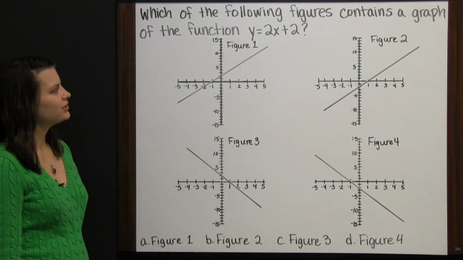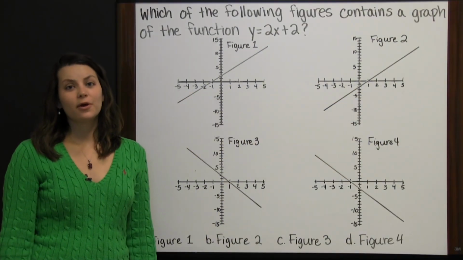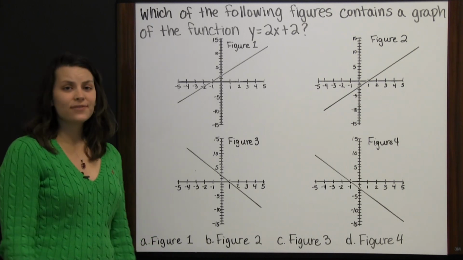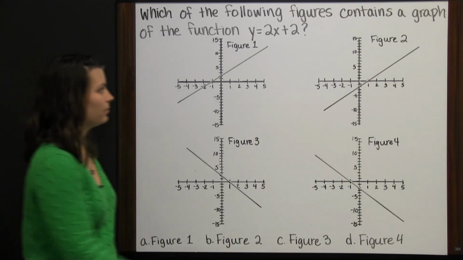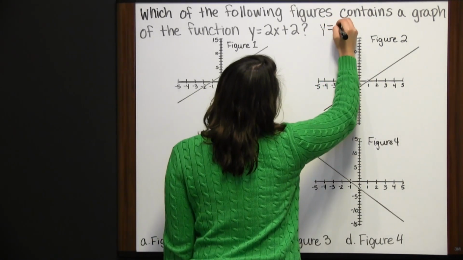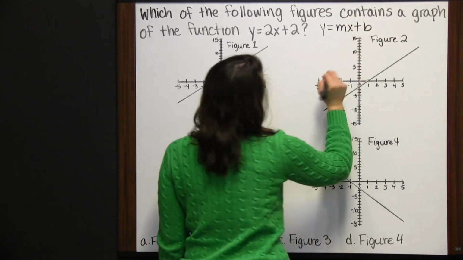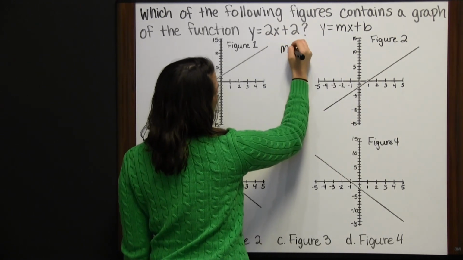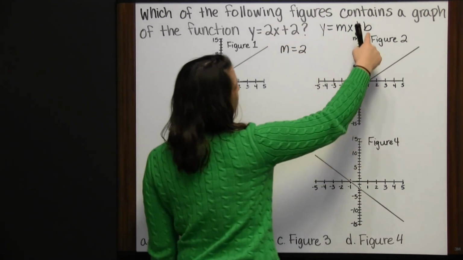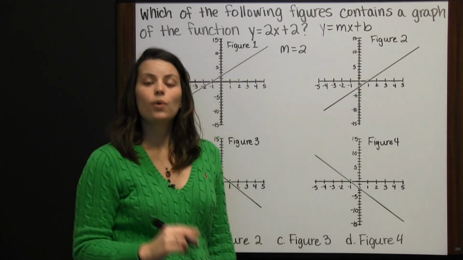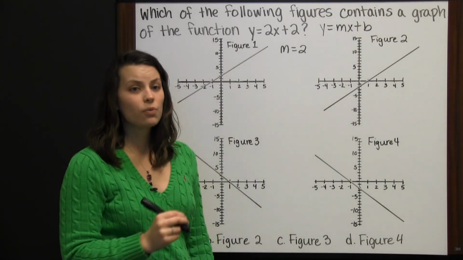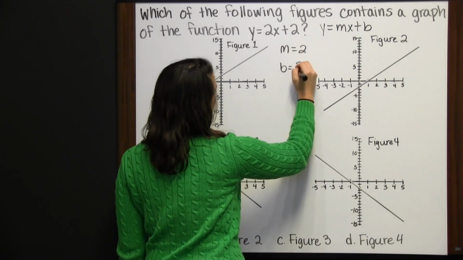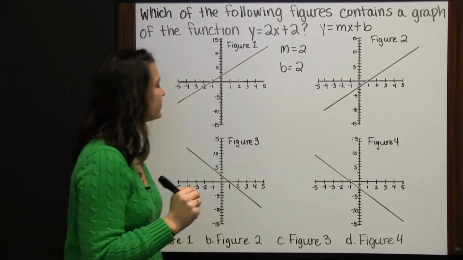Which of the following figures contains a graph of the function y equals 2x plus 2? Well, this function is in slope-intercept form, which is y equals mx plus b, where the m is the slope. So in this case, our slope is 2. And b is the y-intercept, or where the line crosses the y-axis. So the y-intercept of this function is 2, like the slope.